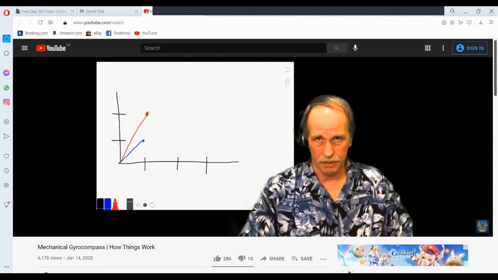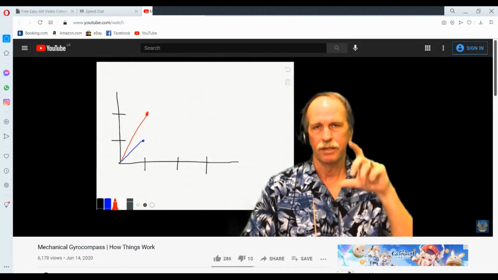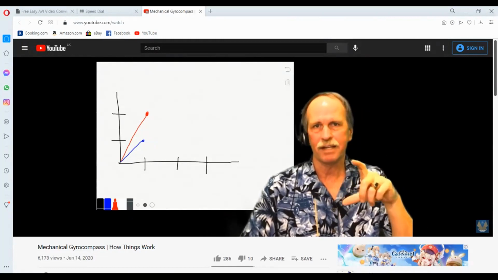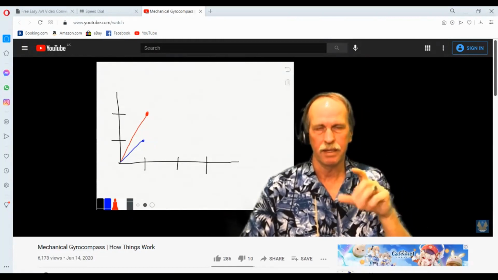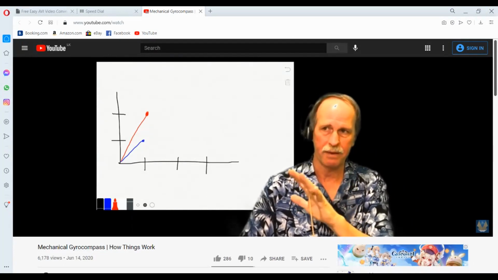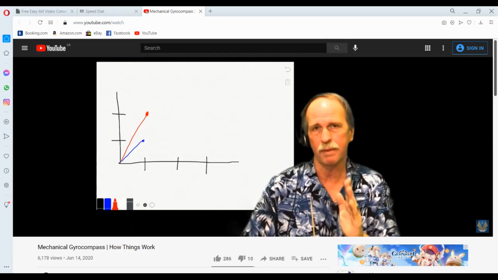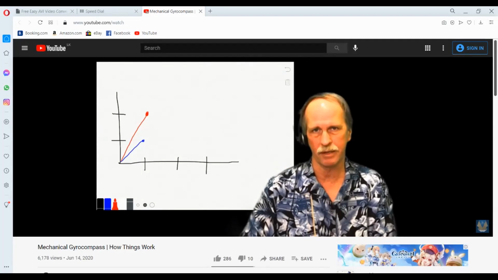Hope that clears it up a little bit. The faster your gyroscope spins, the longer or the larger the magnitude of the angular momentum, and the more resistant it will be to being pushed over. That was what this entire diagram was trying to demonstrate. I hope I've demonstrated that a little bit better now.